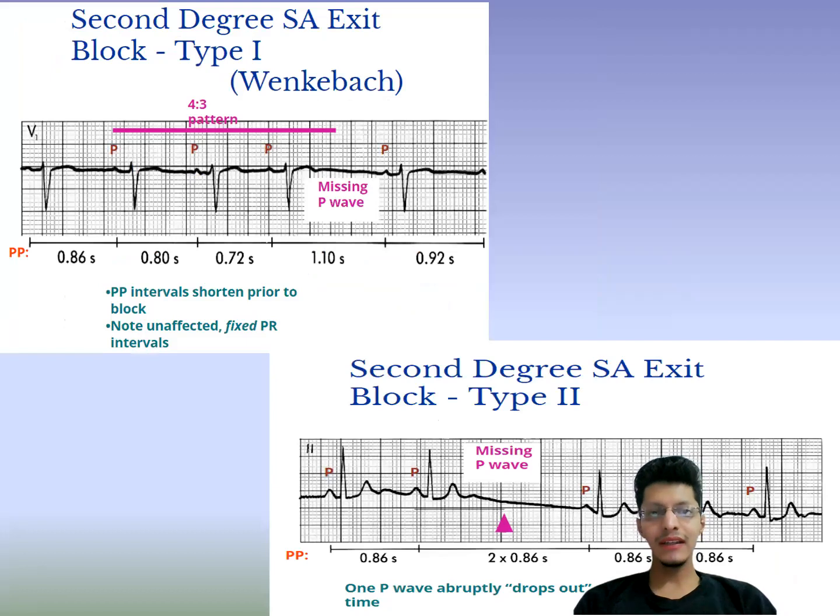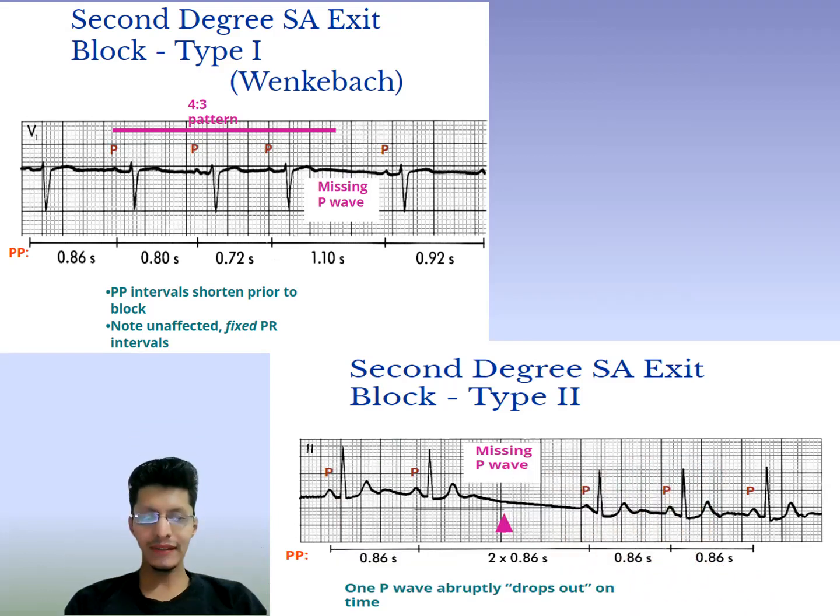Now you see second degree type 1 Wenckebach SA block. In this, you can see the PP interval is continuously shortening. It is 0.8 second, then 0.80 second, 0.72 second, then a drop of a P wave, and then again the normal wave will come. But in this, the PR interval will be fixed. It will not be prolonged, just as it is prolonged in the type 1 AV block, which I will discuss further.